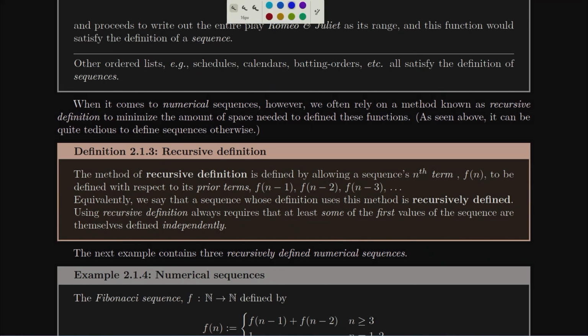And then I've got another example here, other ordered lists. Think of any sort of ordered list that you have in your life, so schedules, calendars, batting orders, etc. They all satisfy the definition of sequences. As long as something's got a prescribed order to it, and you're going to interpret it as an ordered list, that's what a sequence is.